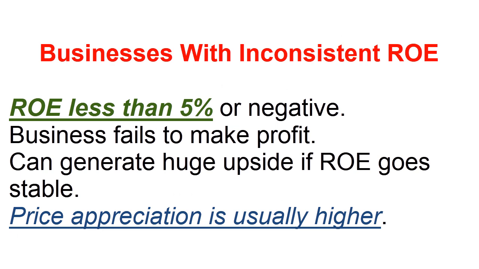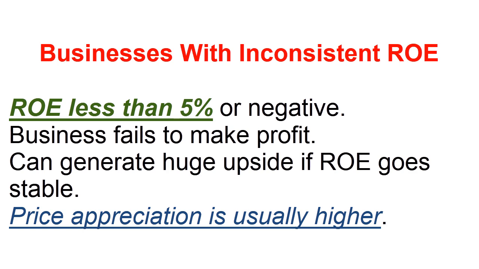Next on list are businesses with inconsistent ROE. These are usually turnaround businesses which are either generating negative ROE or very low ROE, like less than 5%. Price of their stocks rise quickly in case they report good ROE and then falls down again with report of bad ROE. Turnaround businesses usually transition from inconsistent ROE to stable ROE. When that happens, prices usually start appreciating. Price appreciation in turnaround businesses is usually higher than other kind of businesses.